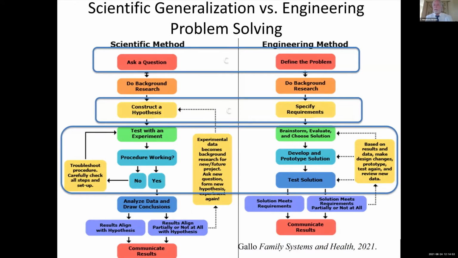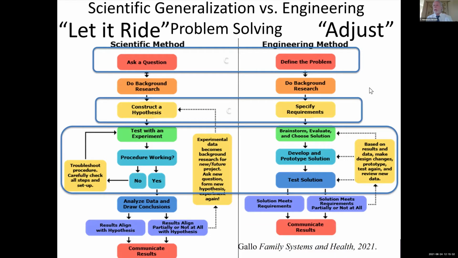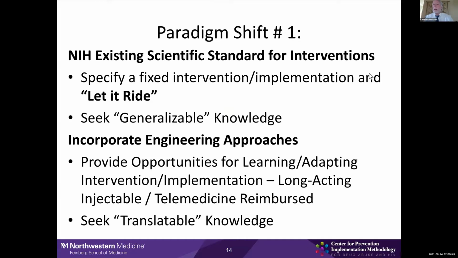On the left-hand side is testing with an experiment, letting it rip and go through 5 years of grant funding to see whether it works or not. Efficacy and effectiveness studies particularly, but also in the implementation world. On the right-hand side, you can see that there's a lot more arrows in here, and changes and adaptations are going to occur over that period of time. So I call this left-hand side, the scientific method, let it ride. It's like going into a roulette wheel over and over again, putting out the same money each time in here and seeing whether you get the results that you want. On the right-hand side is adjustment. And I think we do need methods that do fulfill more of the engineering side than we've been doing so far. So here's what I'm going to call paradigm shift number one.